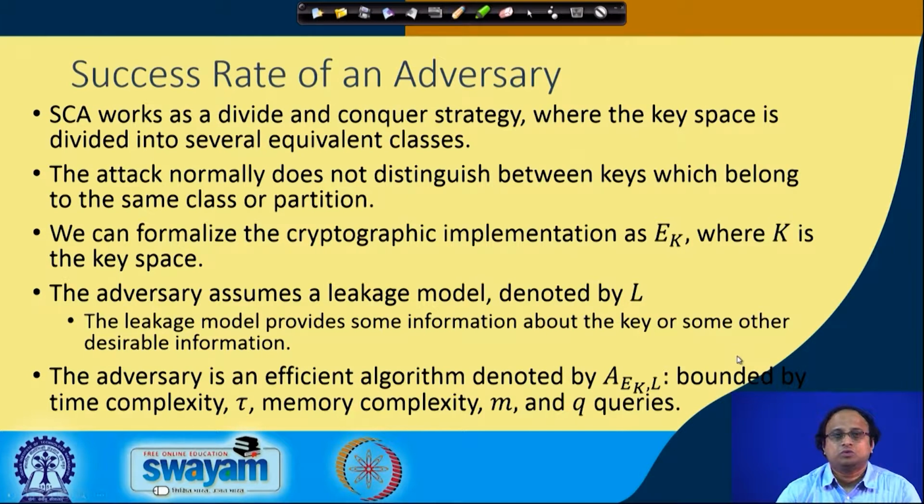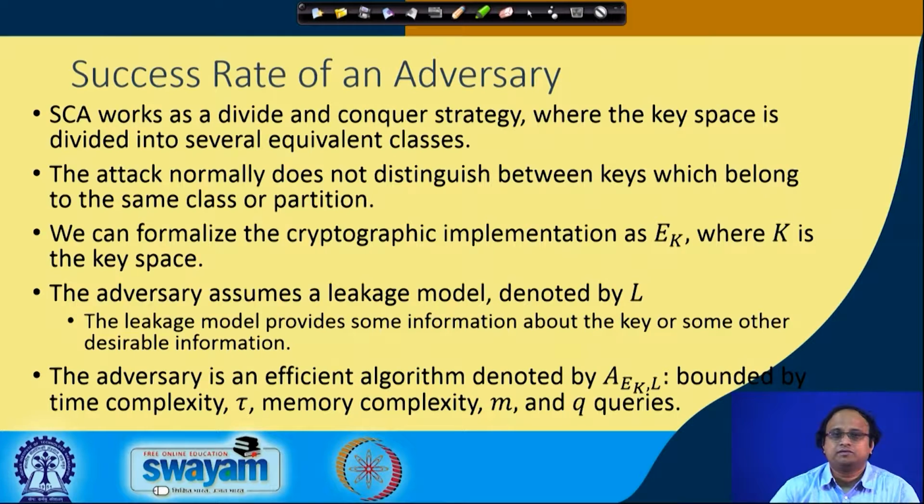To begin with, what is the success rate of an adversary? Side channel attack, as we have seen, works by a divide and conquer strategy where the key space is divided into several equivalence classes. What we normally try to do in this attack is understand whether a key belongs to a specific class. This class could be, for example, a Hamming weight class or a Hamming distance class. So, we take a key from a big key space and map that key into a partition, or an equivalence class.